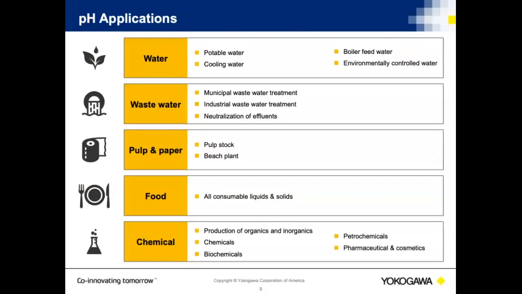Pulp and paper has some very, very harsh applications in the bleach plant, and black liquors and green liquors. Food: all consumables that are related to or have water introduced into their processes or use water as part of those processes are going to have a relationship to pH. Chemical: many chemical reactions require pH measurements to occur.